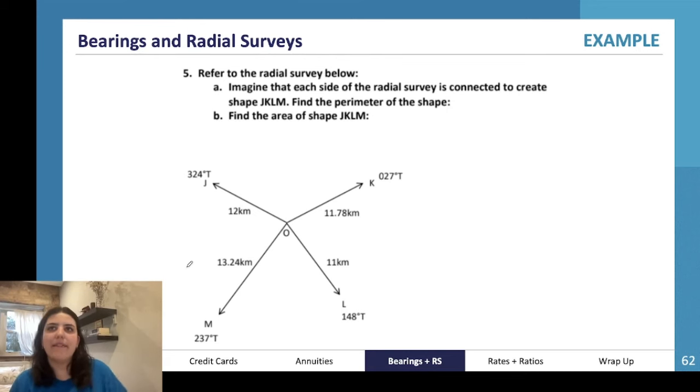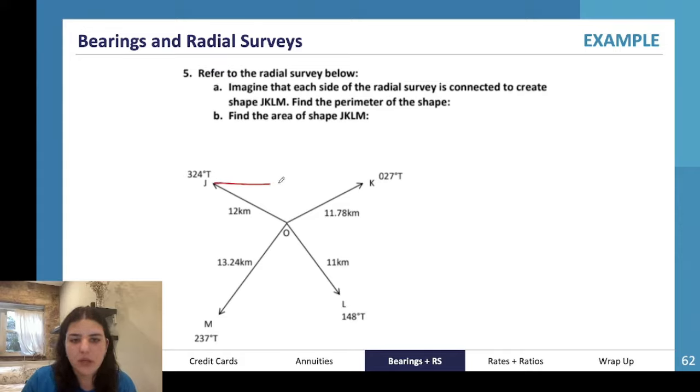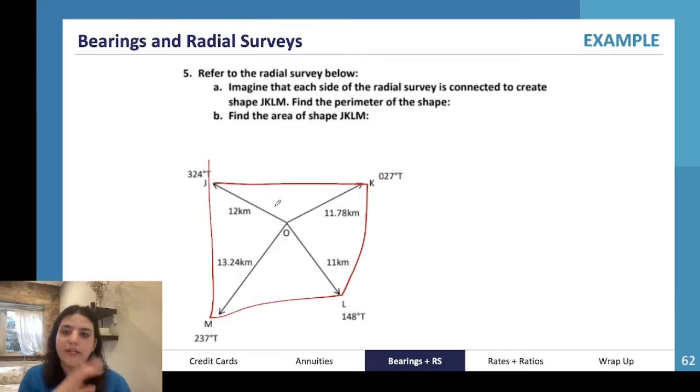Okay, let's have a look at this example here too. Imagine that each side of the radial survey is connected to create the shape JKLM. Find the perimeter of the shape. So this involves essentially four applications of the cosine rule to find the perimeter of this shape. And then we want to find the area. So this one's quite lengthy. Let's treat it as one big question.